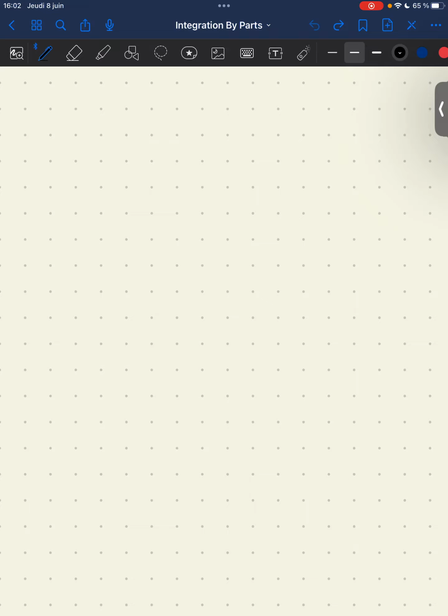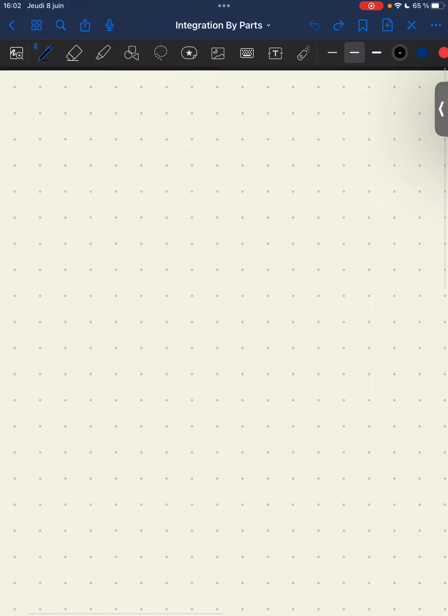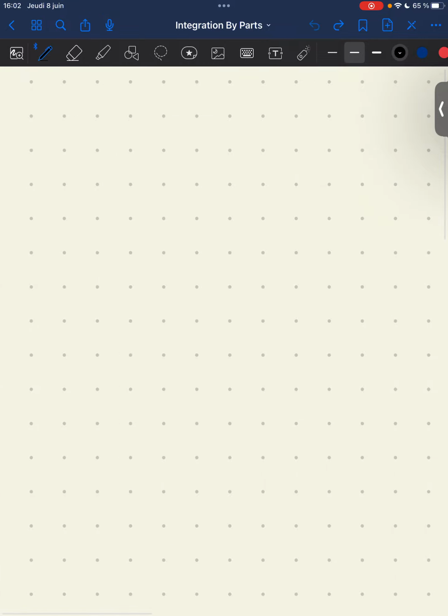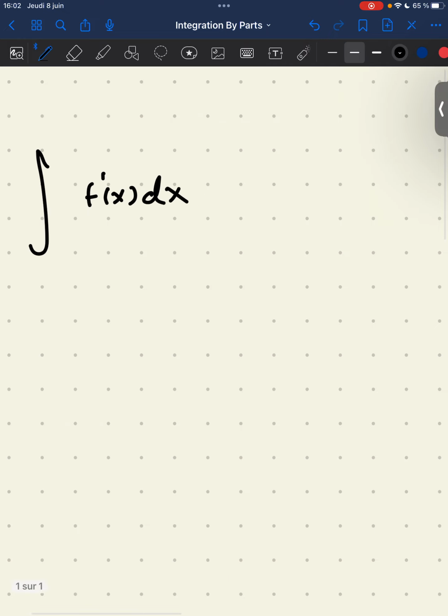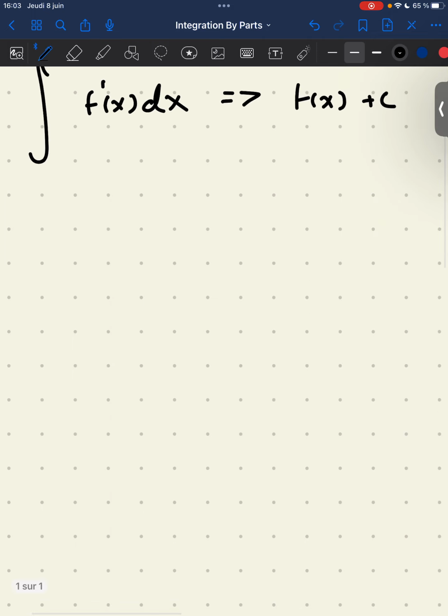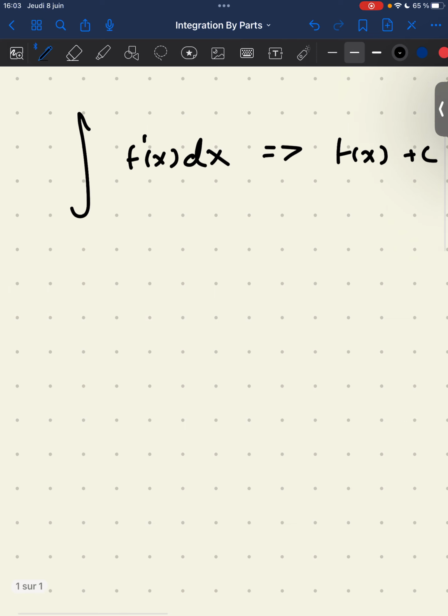In Calculus 1, you learn to integrate basic functions, like the integral of f prime of x dx, which integrates to f of x plus c. Now in Calculus 2, through a process called integration by parts, you are able to integrate two functions that are being multiplied by each other.